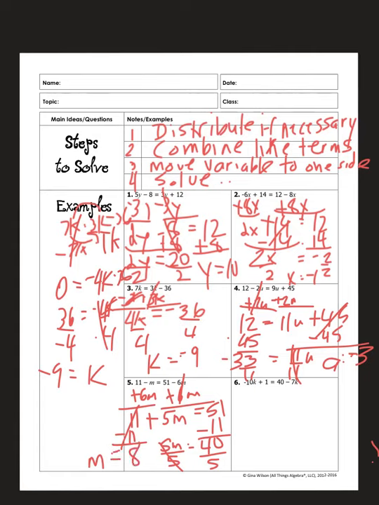Number 6. I'm going to add 10k to both sides.